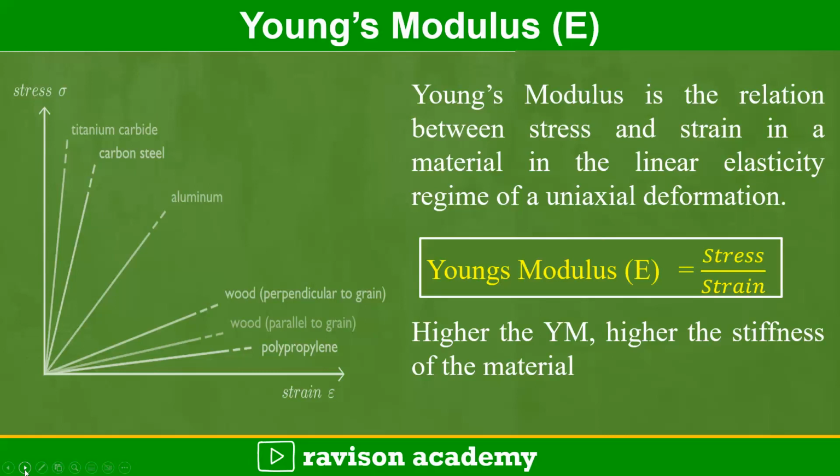Here there are different stress strain curves for different materials, ranging from polypropylene to titanium carbide. The slope of the polypropylene curve is very low compared to titanium carbide. So it states that titanium carbide has a high Young's modulus and polypropylene has a low Young's modulus. We can also say polypropylene has very low stiffness compared to titanium carbide. So the higher the Young's modulus, the higher the stiffness of the material.